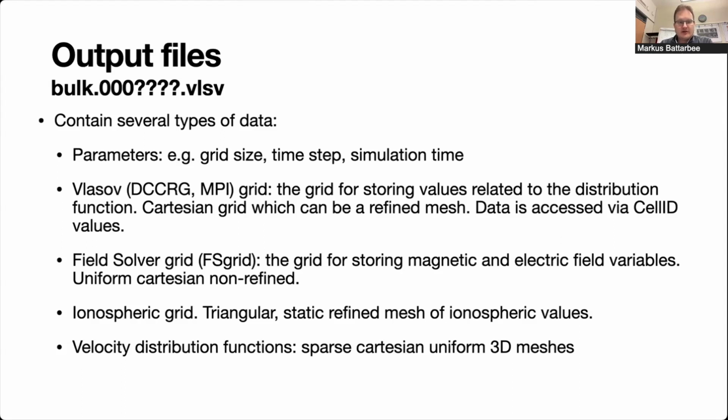And we also have the ionospheric grid, which is this triangular static refined mesh of ionospheric values. We also have a tool for plotting that, and we can plot velocity distribution functions, which are stored for certain of those cells.